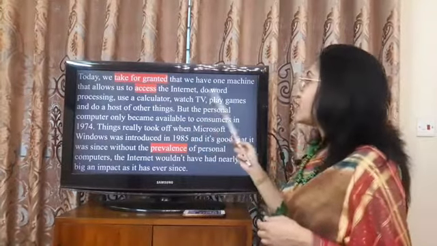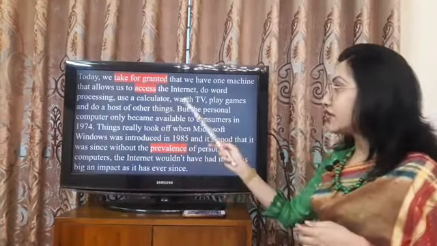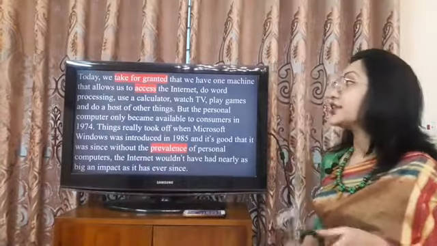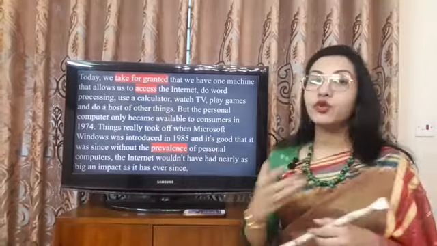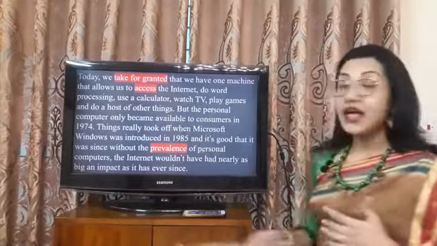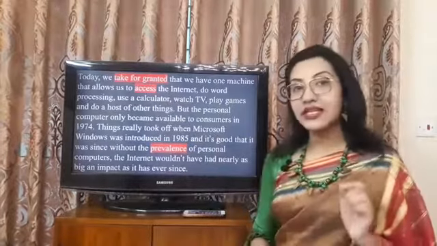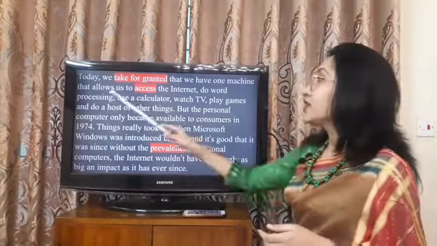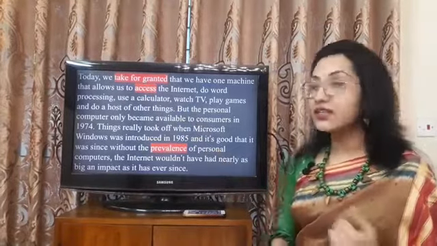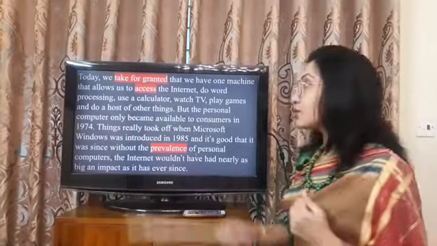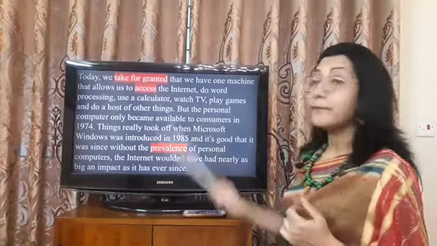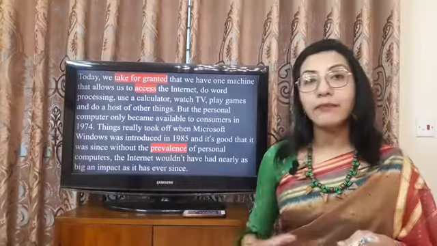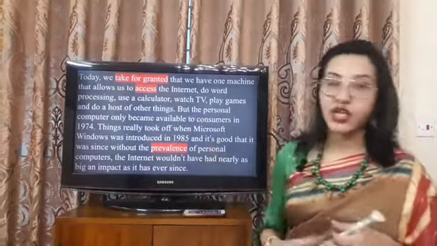Today we take for granted that we have one machine that allows us to access the internet, do word processing, use a calculator, watch TV, play games and do a host of other things. So what is it saying first? Today we acknowledge that we have such a machine, powered by electricity, which gives us access to the internet, lets us do word processing, use a calculator, watch TV, play games and do a host of other things, many kinds of work with this one machine.